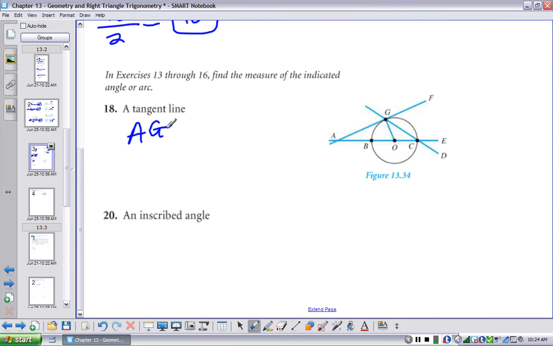All right. Number 20 says they want us to get an inscribed angle. Okay. An inscribed angle. And remember, we're touching the vertex here. So we have GCB. That's an inscribed angle.